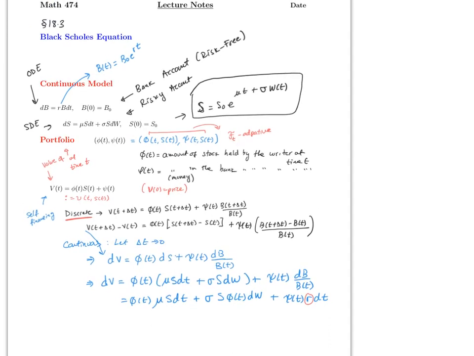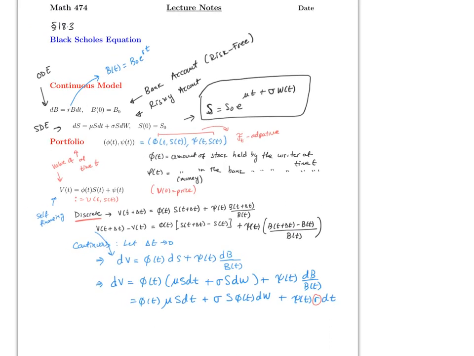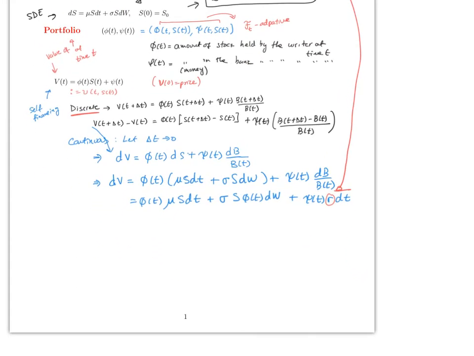How do we get the r dt? Remember that from here we have dB equals r B dt. So this implies also that dB over b of t equals r dt. So that's how we get this part right here, which you can simplify a little bit further. There is no need to, we already know which functions depend on t. So technically you can write this as phi mu S plus psi r dt plus sigma S phi dW.